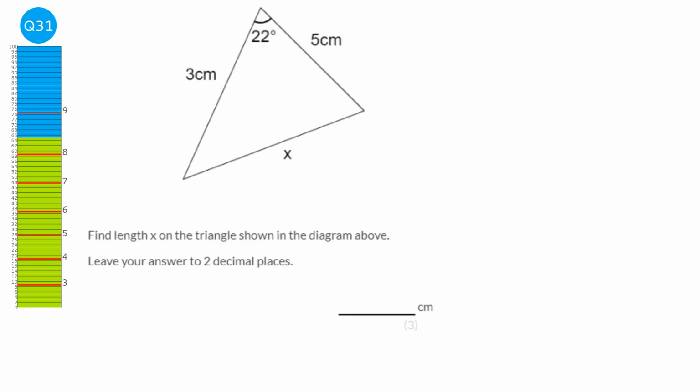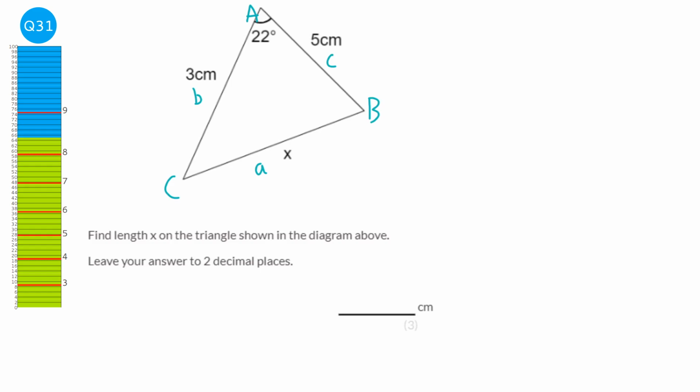Going to start off by labelling the triangle, so we've got capital A, capital B, capital C, and lowercase a, lowercase b, and lowercase c. It doesn't actually matter which way around B and C are, but capital A is always the angle that we're given. So we've got to work out whether we're using cosine rule, sine rule, or something else.